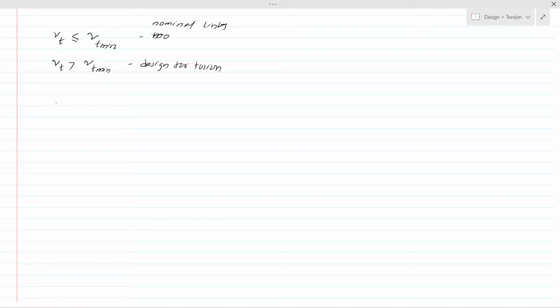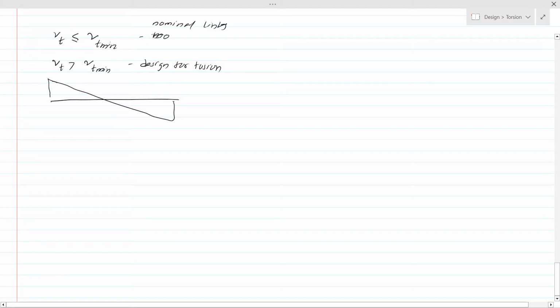As we discussed previously, our torsional shear stress diagram will be like this. As explained, in this area we can provide the nominal links. Here we have to provide the torsional links, because at this point VT equals VT minimum. Here it's greater on this side, so we have to provide the torsional design requirement. In the other area the shear stress is less. Now how can we calculate these values?